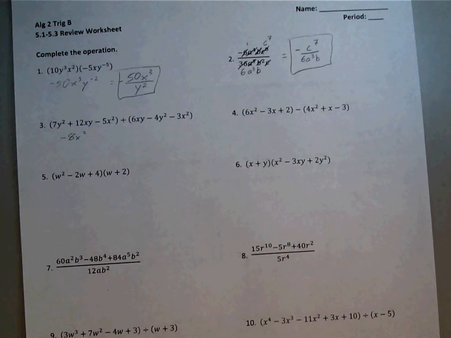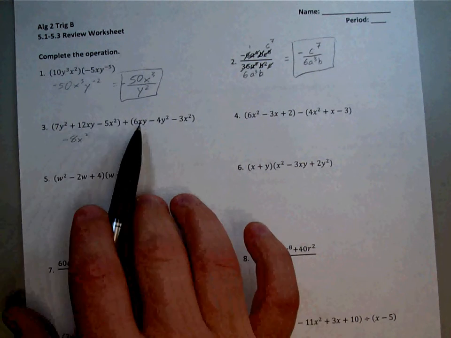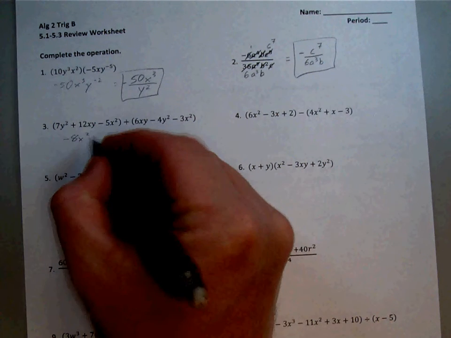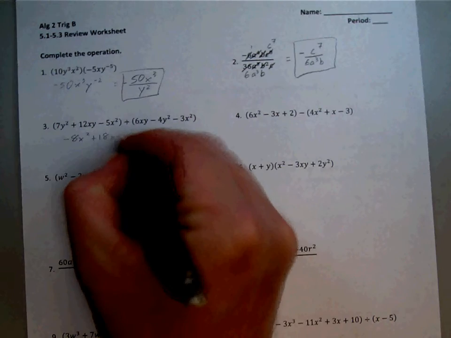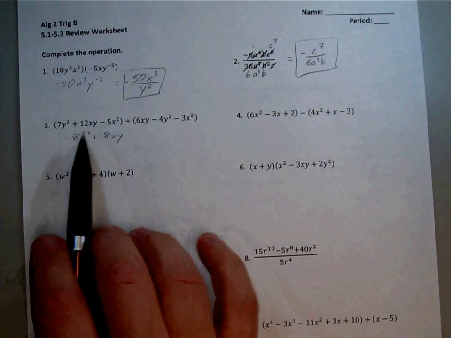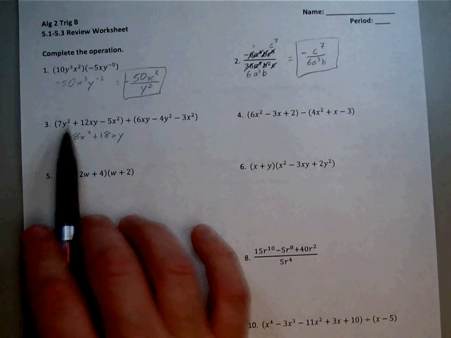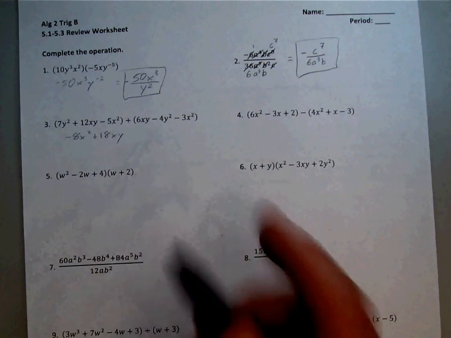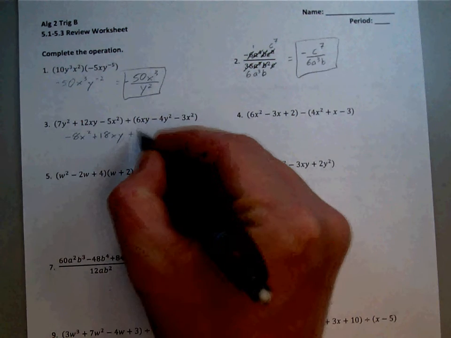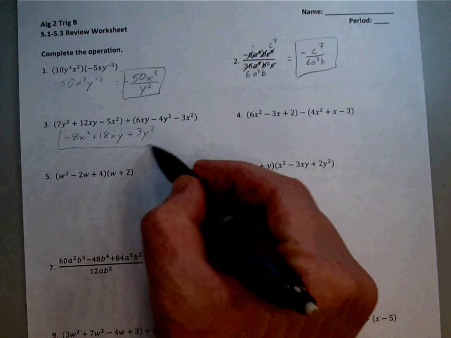Then to descend the x degree, I would do the xy terms next. There's a 12xy and a 6xy, so a total of 18xy. And then last I'll go with y's. So as we descend the x degrees, the y degrees ascend. So they're going up. So 7y squared and negative 4y squared make 3y squared. Now if you have the other way around, the y squareds first and the x squareds last, that would also be acceptable.